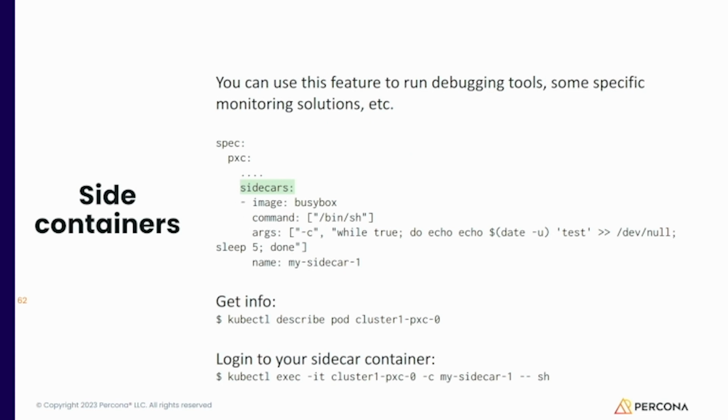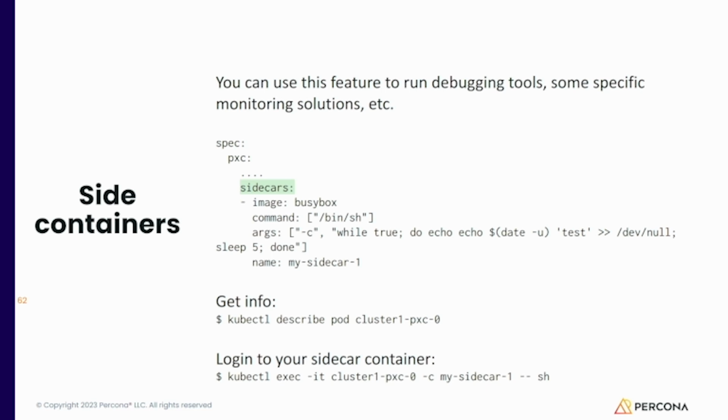Side containers. Sometimes you need to run some debug tools. In the operator, you deploy the pod and you likely won't be installing stuff on the pod itself. So if you need some data collection, some monitoring tool, some debugging tool, or something running along with the main PXC pod, you can create a side container, again in the YAML file, specifying the image, command, arguments, name, and whatever the sidecar will contain. And you can check them, access them, and log into them, same as with every other pod.